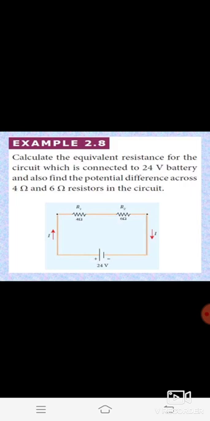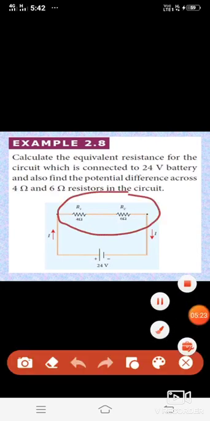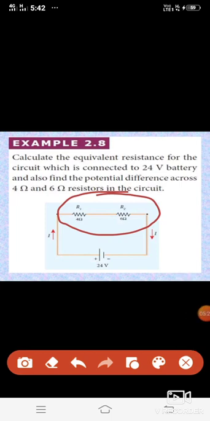Calculate the equivalent resistance for the circuit which is connected to a 24 volt battery, and also find the potential difference across the 4 ohm and 6 ohm resistors in the circuit. Okay students, you can notice 24 volt is the given data. Voltage V is equal to 24 volt, R1 is 4 ohm, R2 is 6 ohm. They are connected end to end, so they are connected in series. You need to note that.